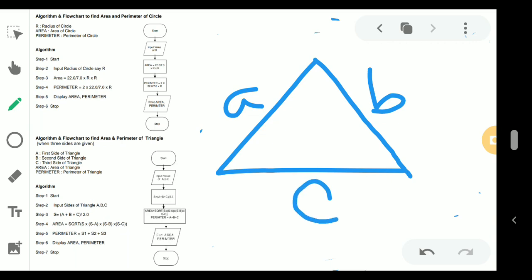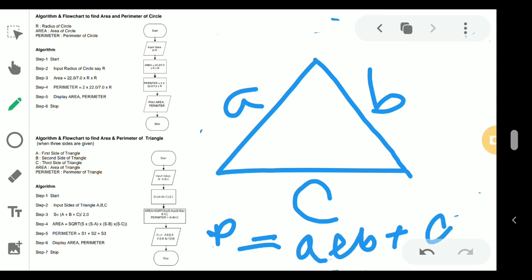Okay, so it is ABC. If you try to find the perimeter, what will be the formula? It is the sum of all three sides, that is A plus B plus C. So this is the perimeter formula. But if you want to find the area, the formula is different. So what is the formula for the area?